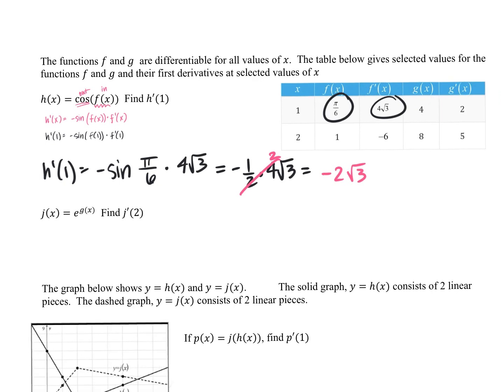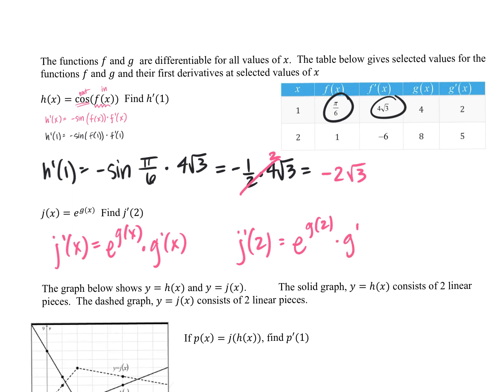Good job, you guys. How about if I said J? We love E. So J prime of x is going to be E to the, yes, you can only do one derivative at a time. That's one derivative. Thank you, Soph. She says, the derivative of E to the is E to the times the derivative of the to the. We got G prime. Now we want J prime of 2. We get E to the G of 2 times G prime of 2.